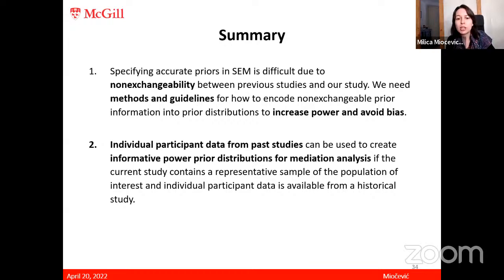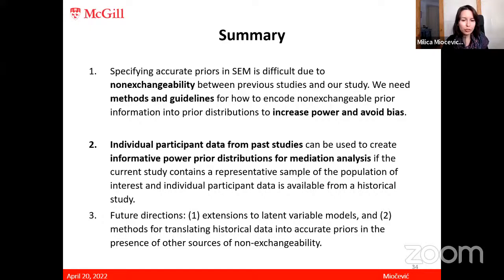And if the data happen to be exchangeable, we can use them to specify a power prior that will increase power without introducing bias. Now, what's necessary to assume in this case is that the current sample in our current study is a representative sample of the population of interest. And relative to that sample, if we compare a historical sample, we could accurately determine whether that's an appropriate, accurate prior.